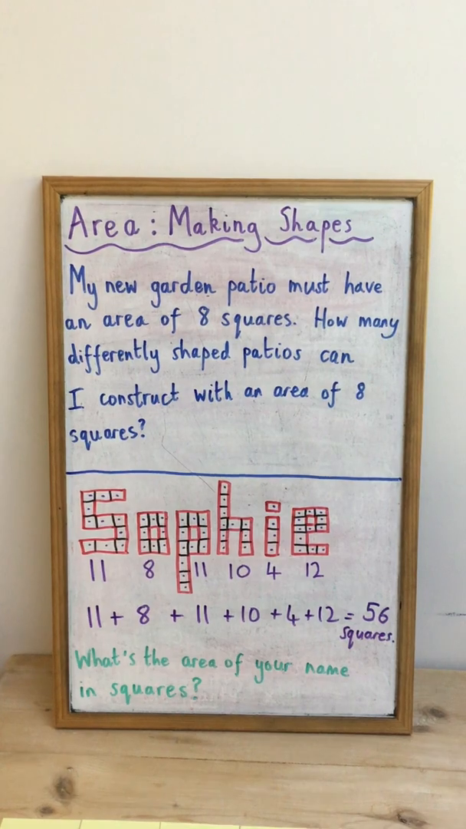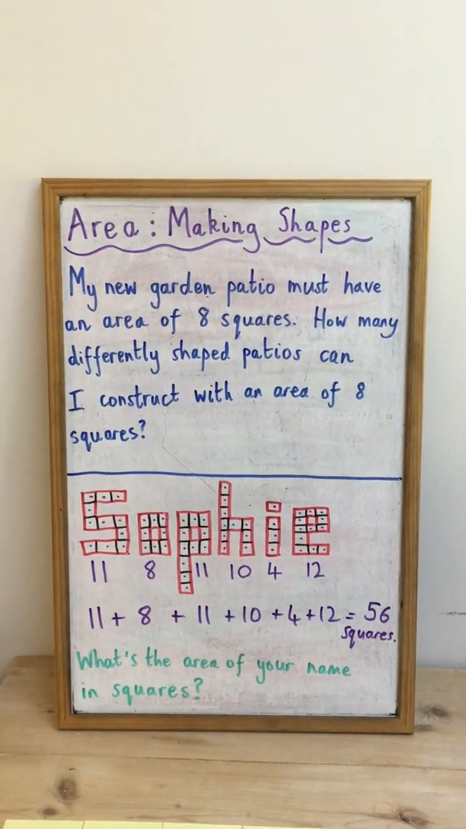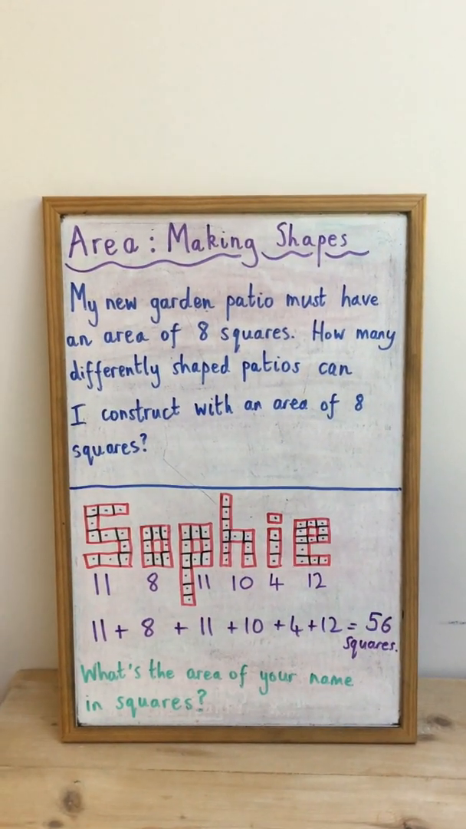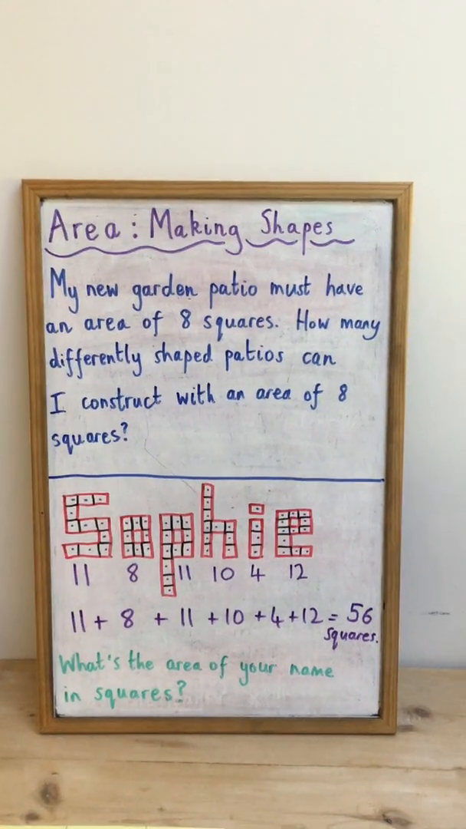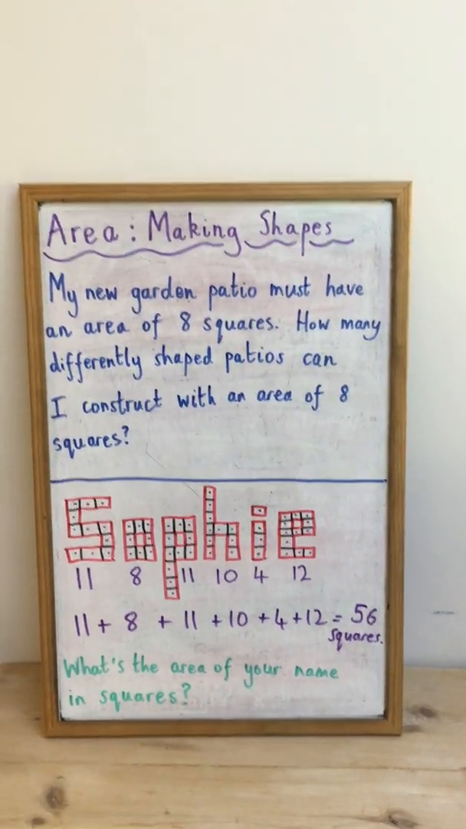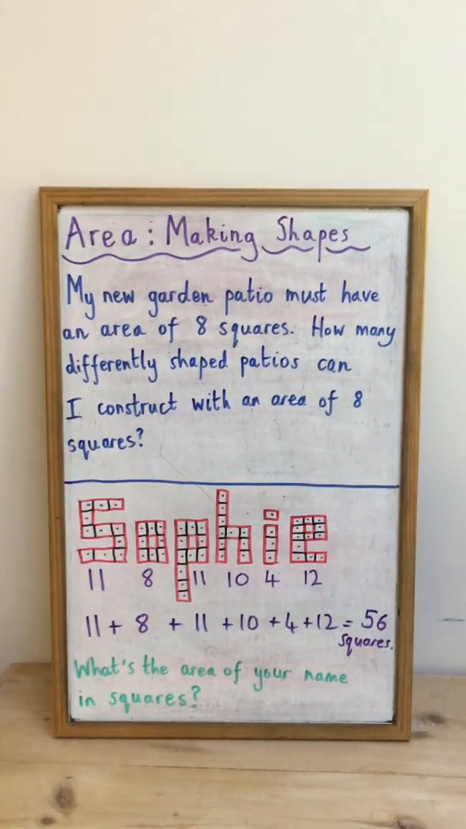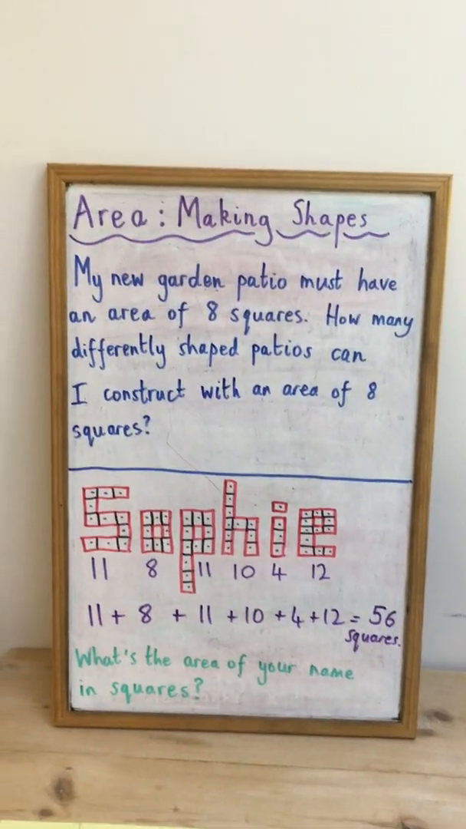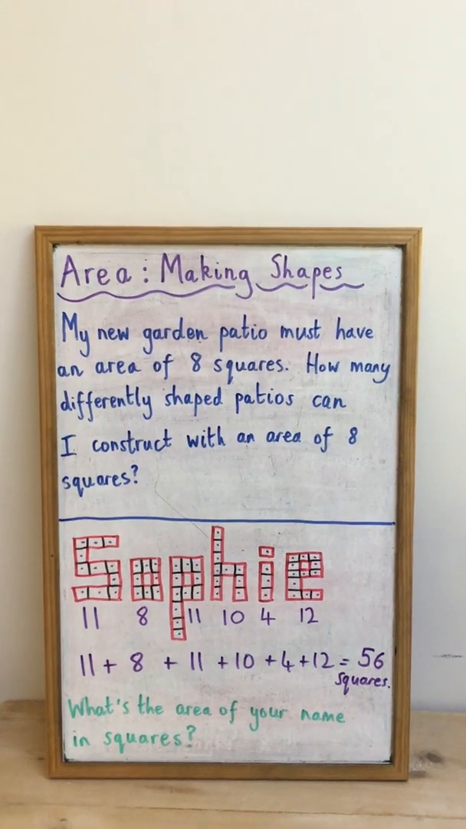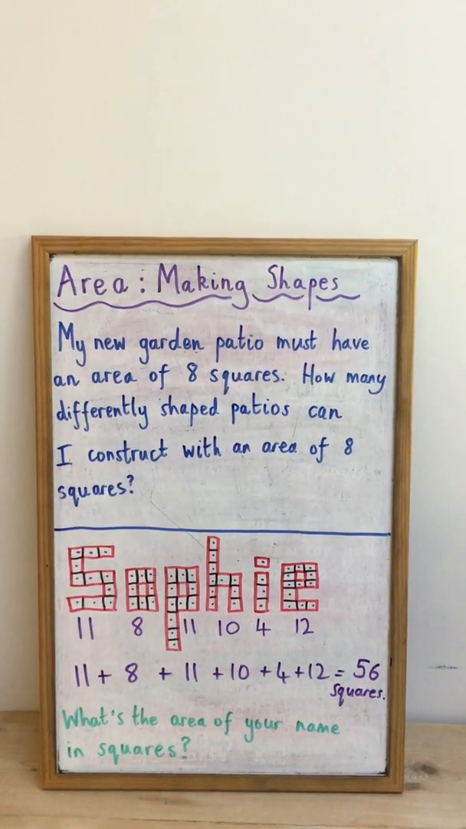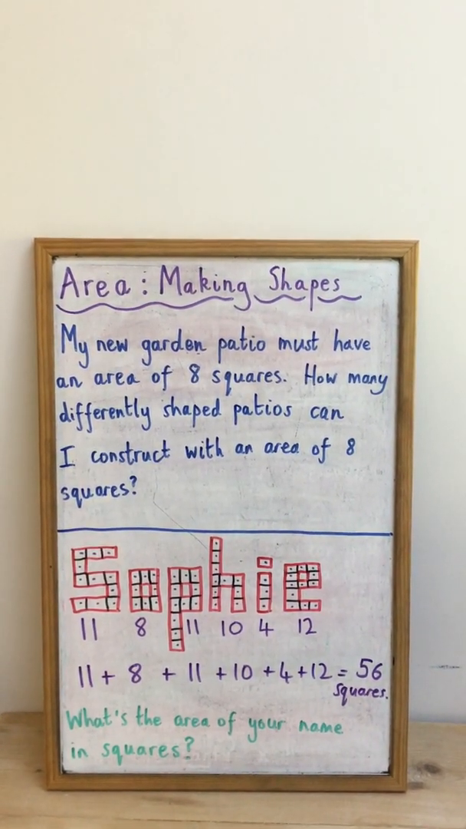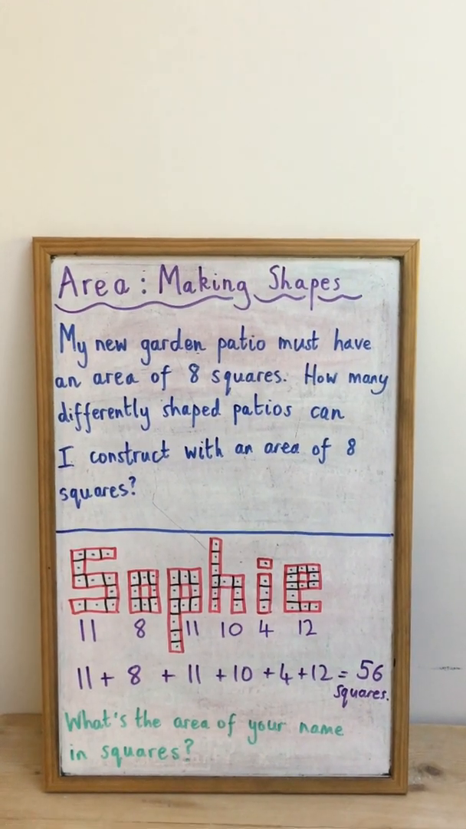In maths this week we're looking at area, and today you're going to be making shapes with particular areas. I've got a challenge that I've started and I want you to continue for me. My new garden patio must have an area of 8 squares. How many different shaped patios can I construct with an area of 8 squares?